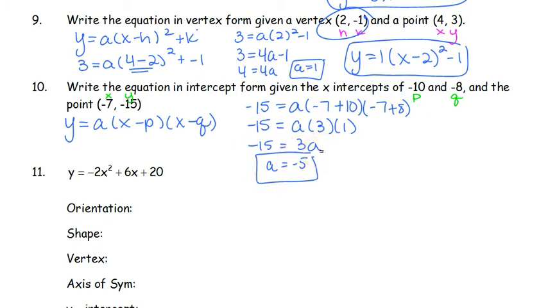Just like the last one, we only have x's and y's in the answer. So we've got y equals, we found that the a value was negative 5, that's what we just did. x minus your intercept minus a negative 10 gives you x plus 10. x minus q minus a negative 8 means it's going to be x plus 8.